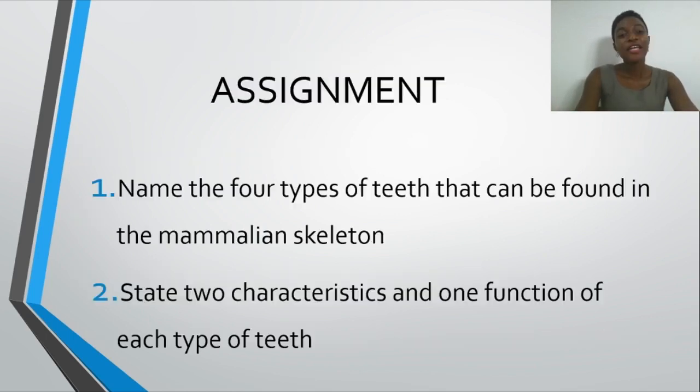Now for your assignment, name the 4 types of teeth that can be found in the mammalian skeleton, and also state 2 characteristics and 1 function of each of the types of teeth. I believe you can do this.